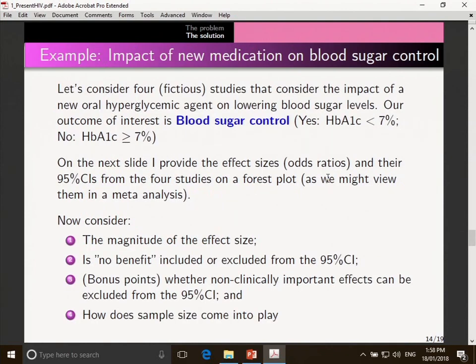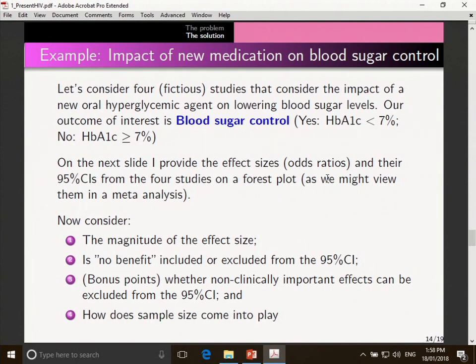So let's just look very quickly at four fictitious studies. I just made them up, so don't go and change your clinical practice based on them. We want to consider the impact of a new oral hypoglycemic agent on lowering blood sugar levels. Sorry, I'm talking about diabetes, it's my favourite disease.